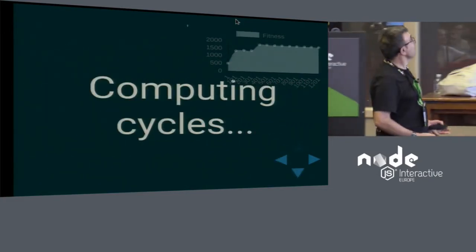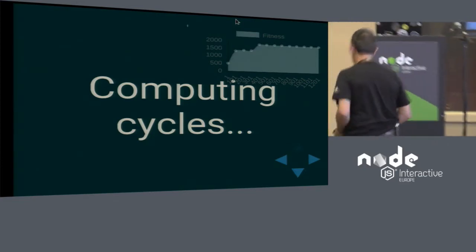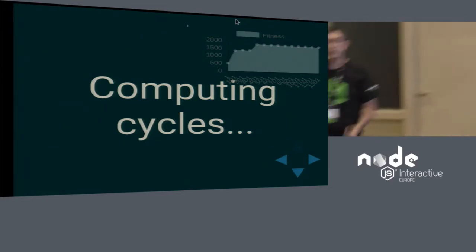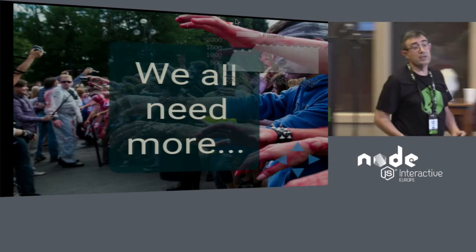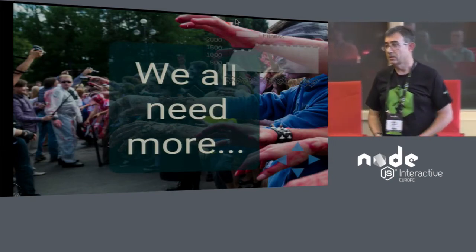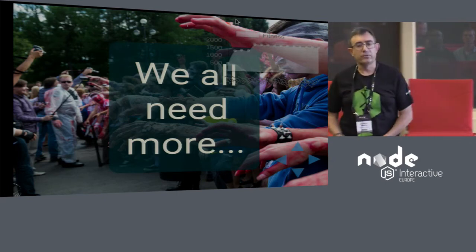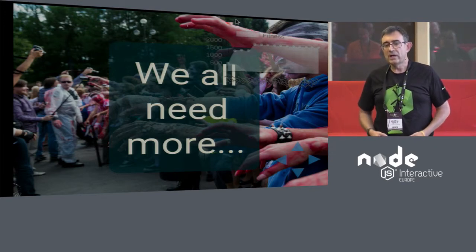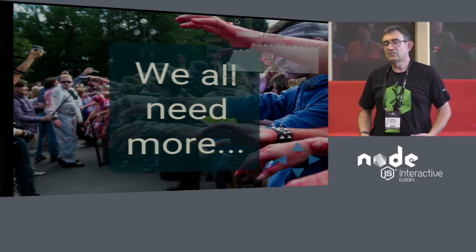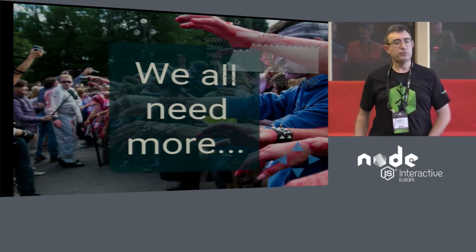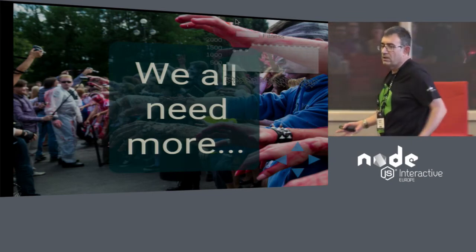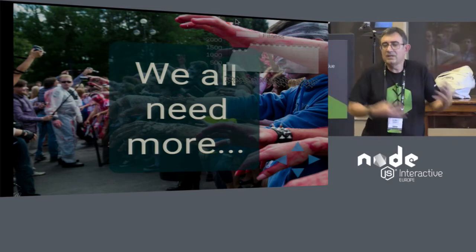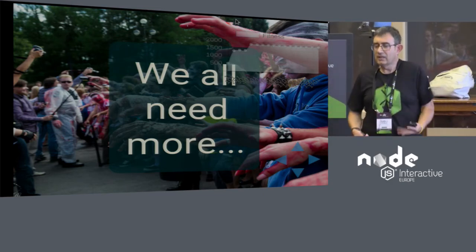The thing with computing cycles is that we all need more. At the University of Granada, we are a public university. We don't have a lot of money for doing experiments and that kind of thing. So at one particular time, what we tried to do was get as many computing cycles as possible, and if possible, for free. We have been doing this kind of thing for a long time, parallel computing, distributed computing, but here we wanted to have even more, and also, as I said, for free.